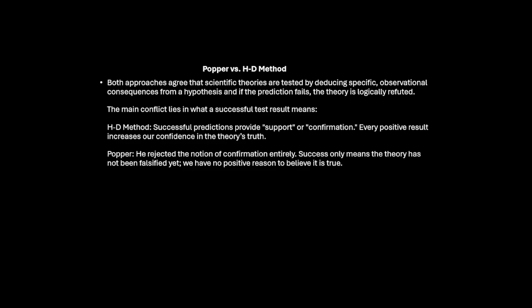There are different formulations of hypothetical deductive method, but the version I'm talking about in this video is basically the same as Popperian views, but with a more positive and less skeptical view about confirmation. So in this hybrid version, the method agrees with Popper on how science works, but disagrees with him on what the results mean. So if the prediction succeeds, you get to say the theory is supported or confirmed, whereas Popper's view is that a theory cannot be confirmed. We can never have a positive reason to believe that it's true.